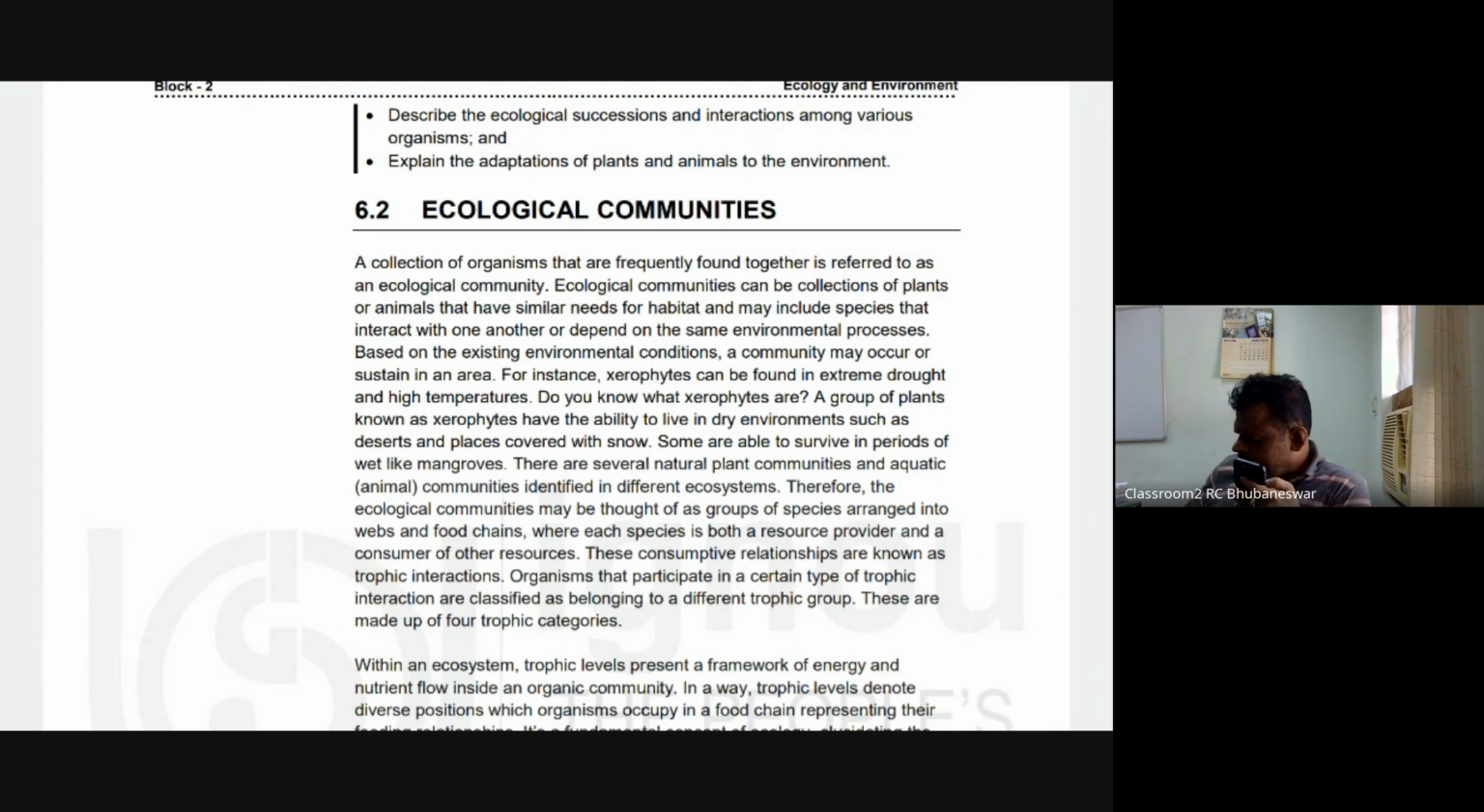Why? Because they are characterized by different types of rainfall. When they are characterized by different types of rainfall, the plant communities also vary within the dry deciduous forest and the moist deciduous forest. But a simpler example will be the evergreen forest and the deciduous forest.